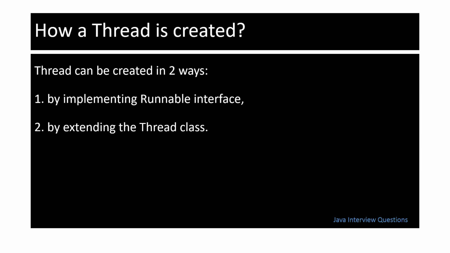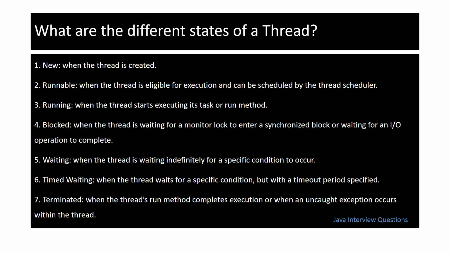How is a thread created? Thread can be created in two ways, either by implementing Runnable interface or by extending the Thread class. What are the different states of a thread? When the thread is created, it is called new state. When the thread is eligible for execution and can be scheduled by the thread scheduler, it is called runnable state.